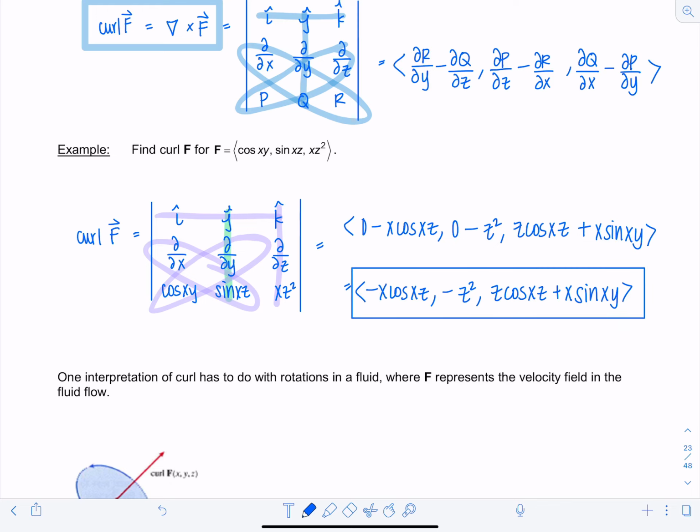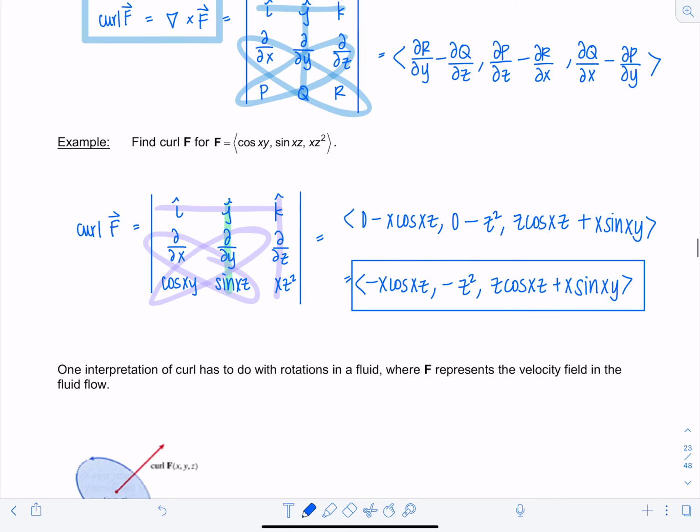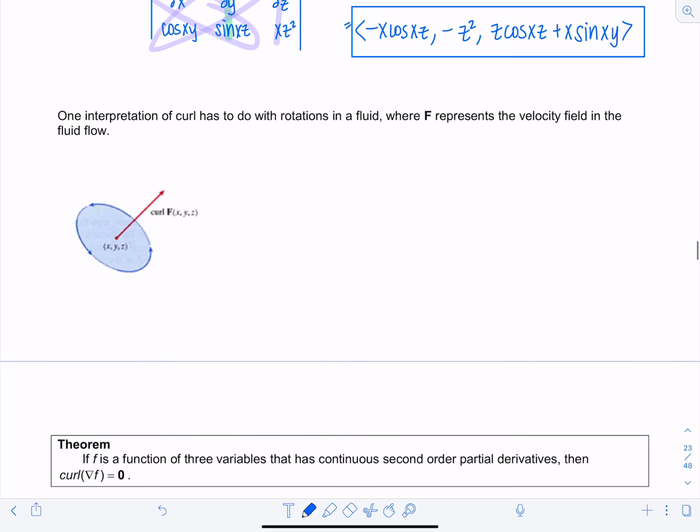Okay, well, you're probably wondering, what is curl? What does it mean? What does it represent? Well, one interpretation of curl has to do with rotations in a fluid, where F represents the velocity field in the fluid flow. So the curl of F at some point P, so we'll say P has coordinates x, y, z, measures the tendency of the fluid to rotate at that point in space, basically.